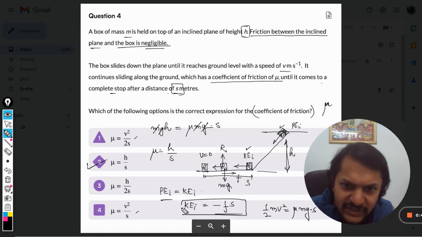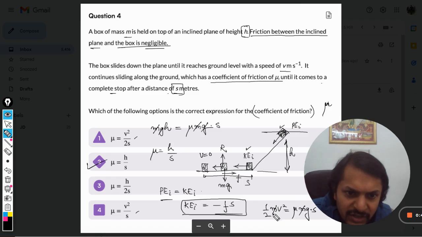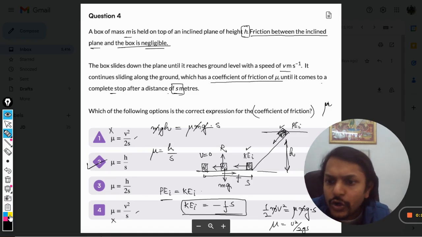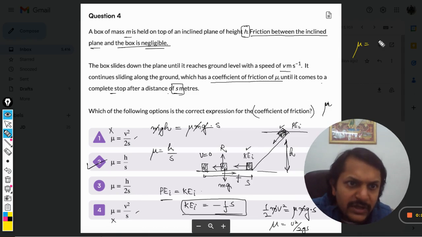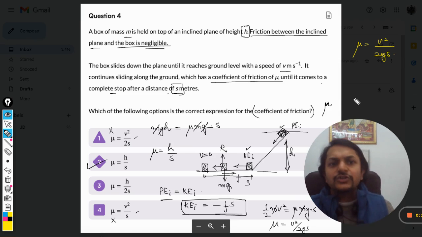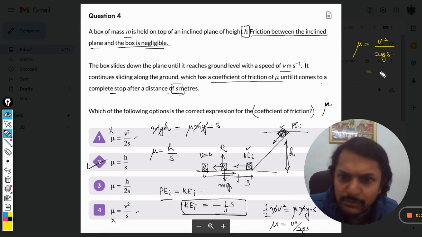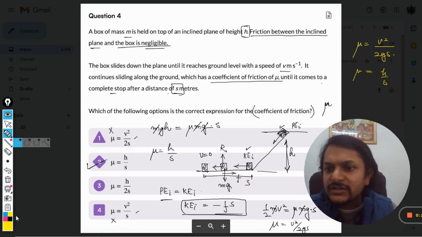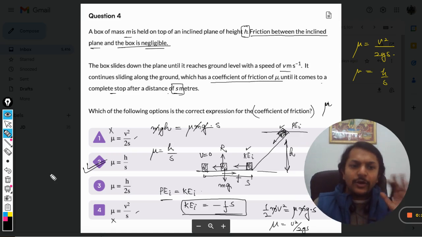So now I'm using this equation. Okay, so from here we reach the conclusion that mu can be taken as v square by 2gs. So this option is wrong and this option is also wrong. So mu is coming out to be v square divided by 2gs. So this is also correct, and mu is equal to h by s is also correct. So our second option is the correct option.